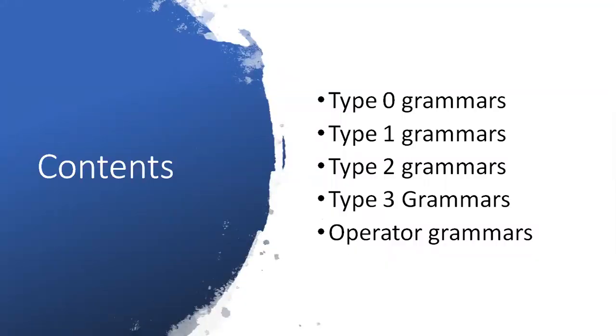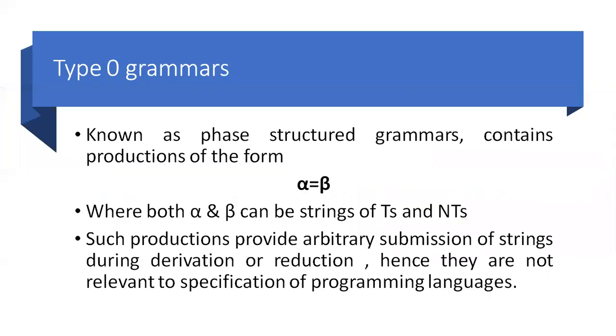The contents for the lecture are types of grammars as type 0 grammar, type 1, type 2, type 3 and operator grammars. So let us see one by one. First one is type 0 grammars.